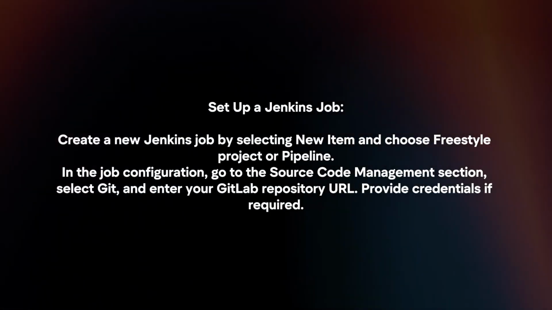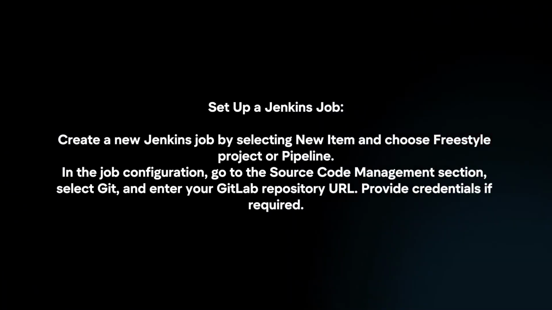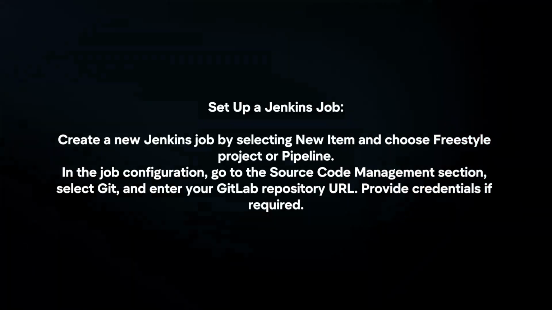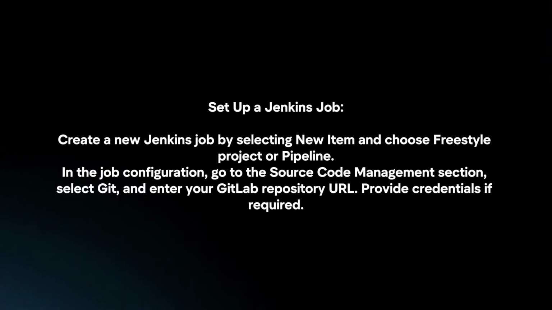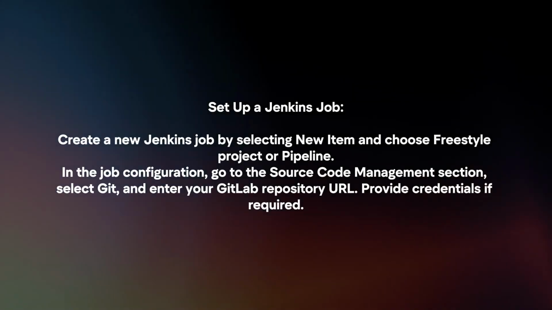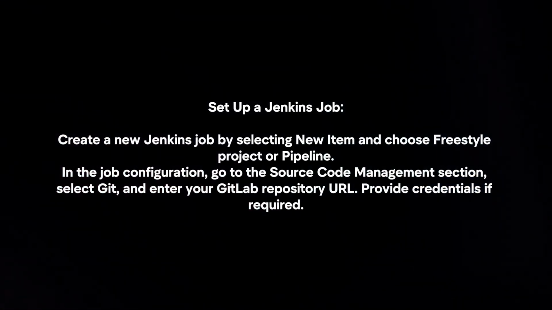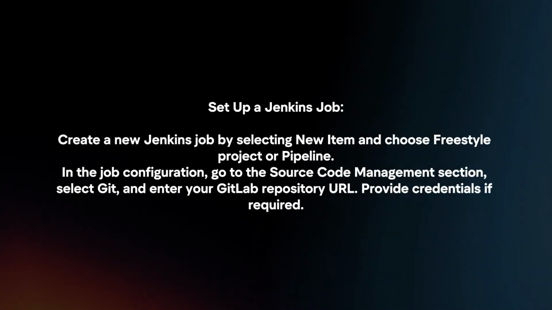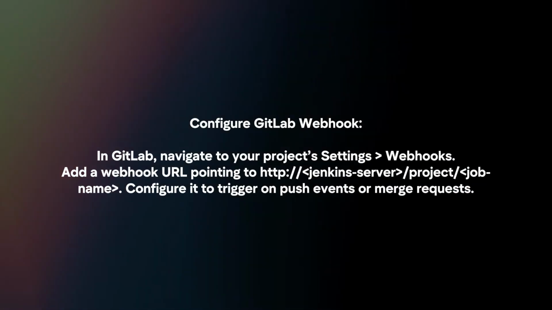Set up a Jenkins job. Create a new Jenkins job by selecting New Item and choose Freestyle Project or Pipeline. In the job configuration, go to the Source Code Management section, select Git and enter your GitLab repository URL. Provide credentials if required. Configure GitLab webhook.